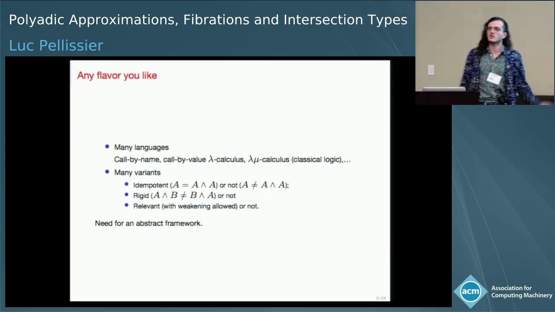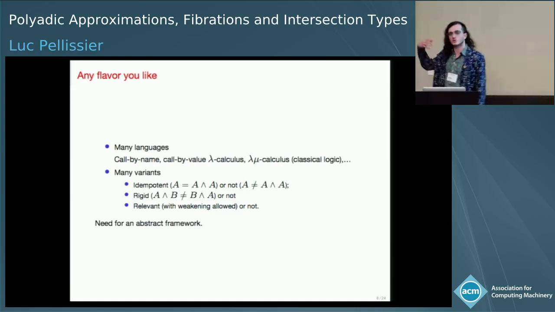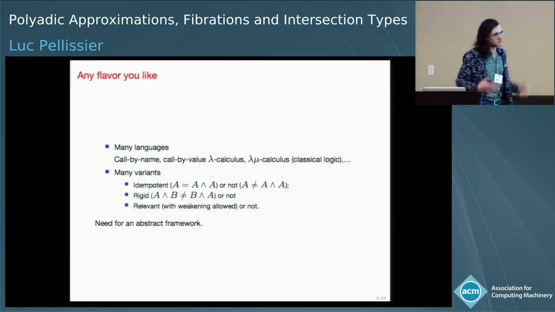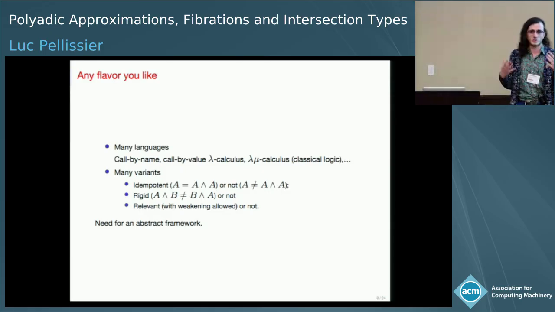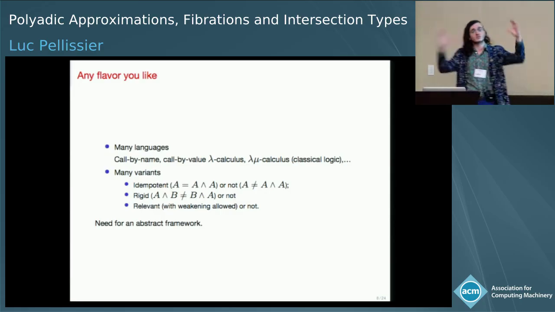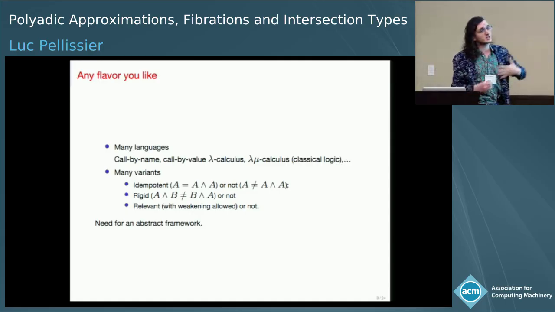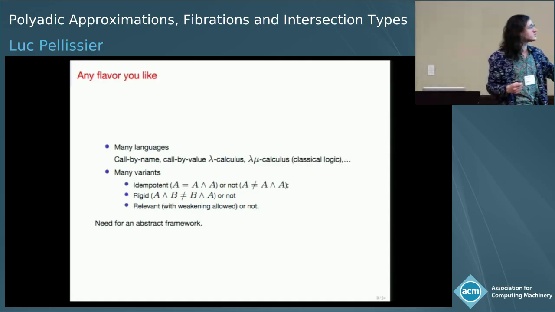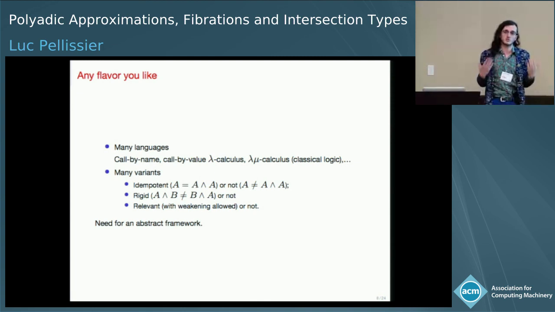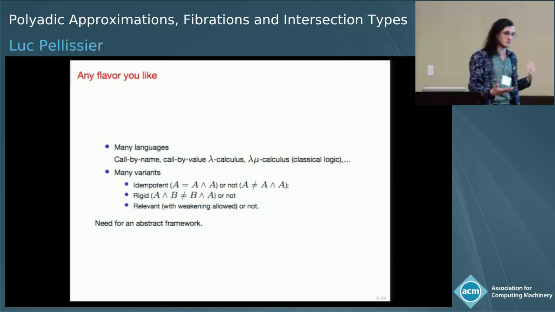So indeed, there exist intersection types for many languages: for call-by-name lambda calculus, but also for call-by-value lambda calculus, for lambda mu calculus, so it has to encompass some classical features for classical logic. But not only are intersection types used for many languages, they are used in many variants. For instance, there are intersection types that are idempotent, so the intersection of a type with itself is the same thing as the type. But there are some that are not.